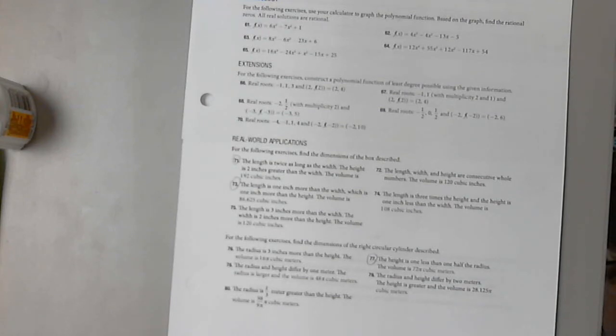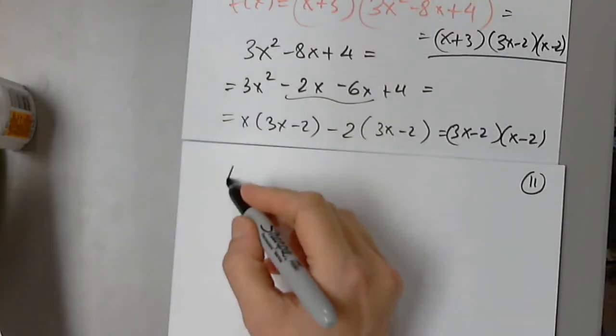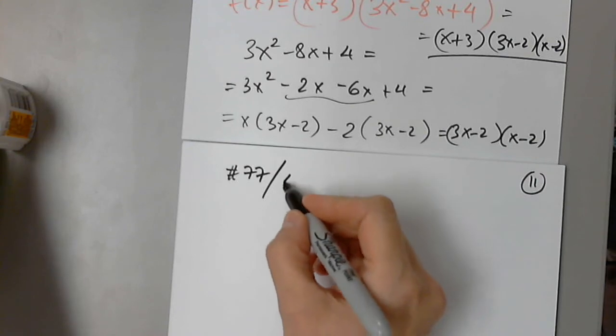Okay, so let's look at a few and make a decision. Let's say the length is 1 inch more than the width, which is 1 inch more than the height. The volume is such and such. For the following exercises, find the dimensions of the box described. For the following exercises, find the dimensions of the right circular cylinder described. You choose. 77. The cylinder? Which one? 77. 77 it is. 77 on page 413.